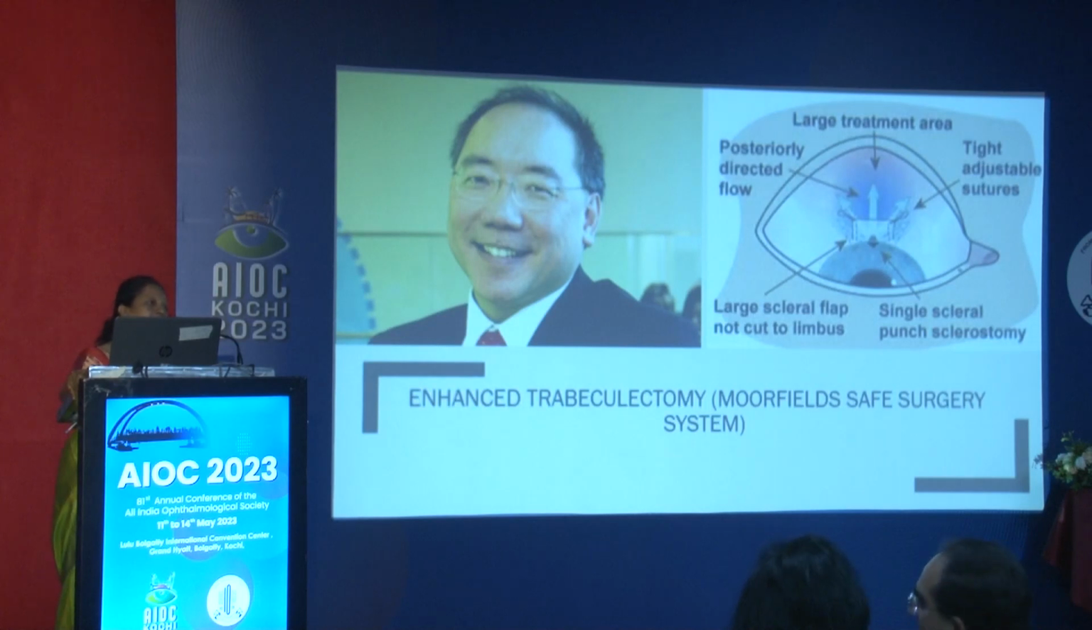Dr. Peng T. Khaw, from Moorfields, introduced the Moorfields Safer Surgery System, also called the enhanced trabeculectomy, because with the use of mitomycin, there were more complications like bleb leaks, polycystic blebs, and dysaesthetic blebs. So his concept was to have a large treatment area with mitomycin, and here the scleral flap also didn't reach up to the limbus, it stopped just 1 millimeter short of the limbus, with a single scleral punch sclerostomy. So the idea was to have a posteriorly directed flow.